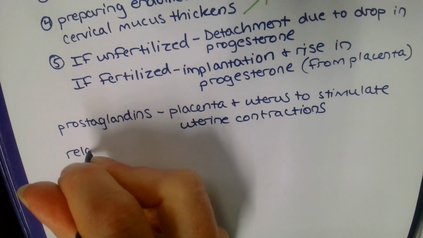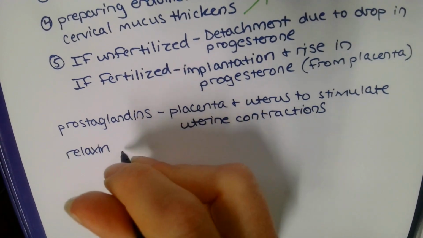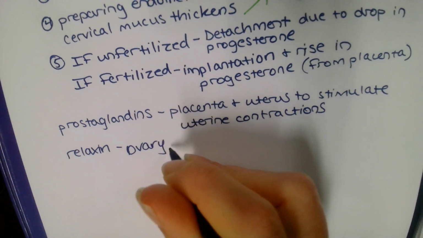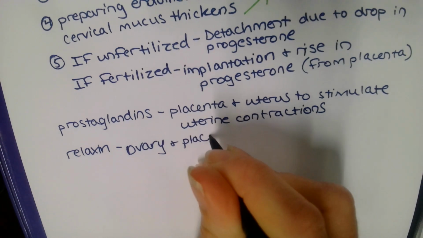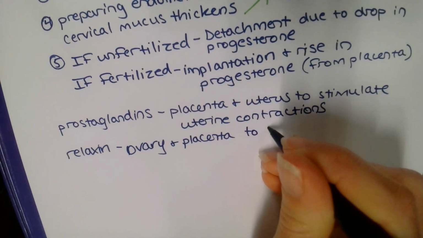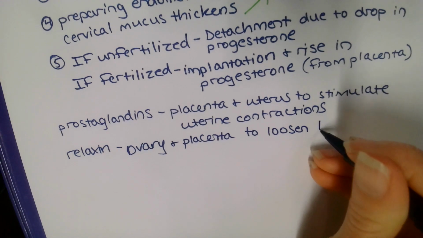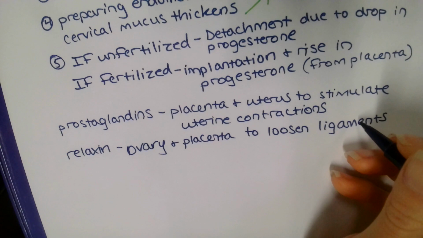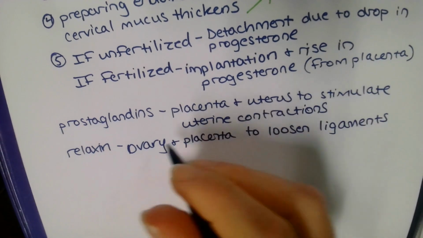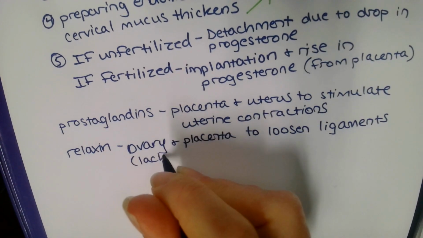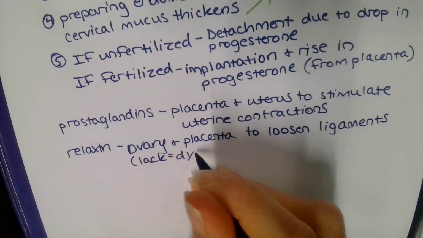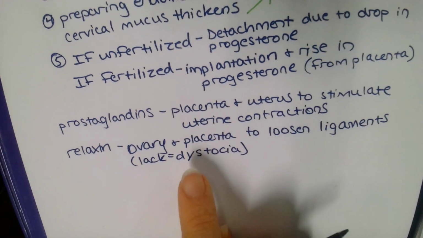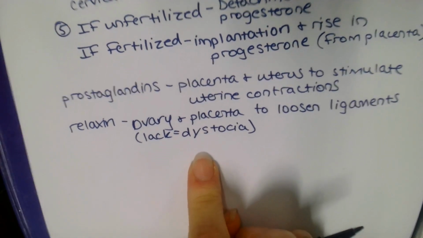Relaxin is made mainly by the ovary, also a little bit by the placenta, to loosen ligaments, especially the ones in the hips. And one thing that could happen if you have a lack of it is dystocia, D-Y-S-T-O-C-I-A, which is a failure of the pelvis to expand, obstructing the baby.